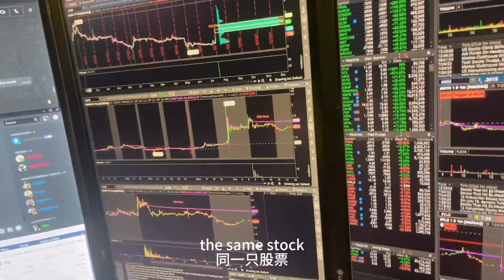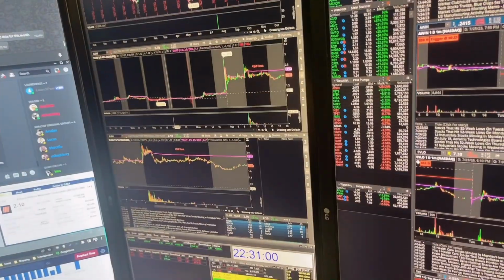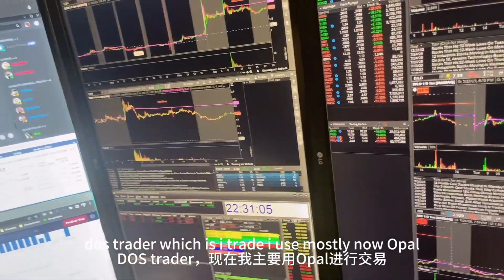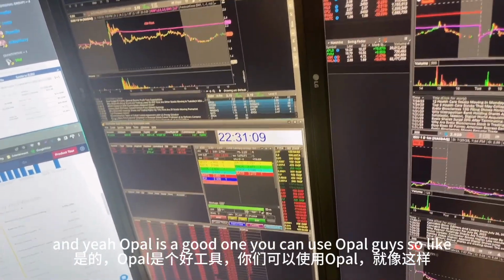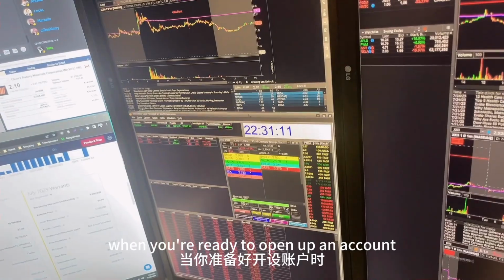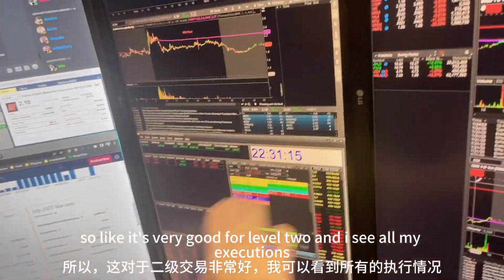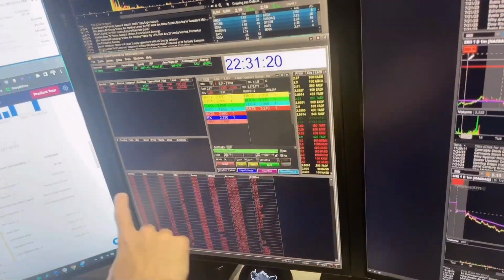So the same stock. This is my main, I like to put it right in front of my face. And then underneath I'll have the trading platform, which is what I trade on. I use mostly Opal now, and Opal is a good one. You can use Opal, guys. When you're ready to open up an account, Kalina and I will show you Opal. It's very good for level 2, and I see all my executions.